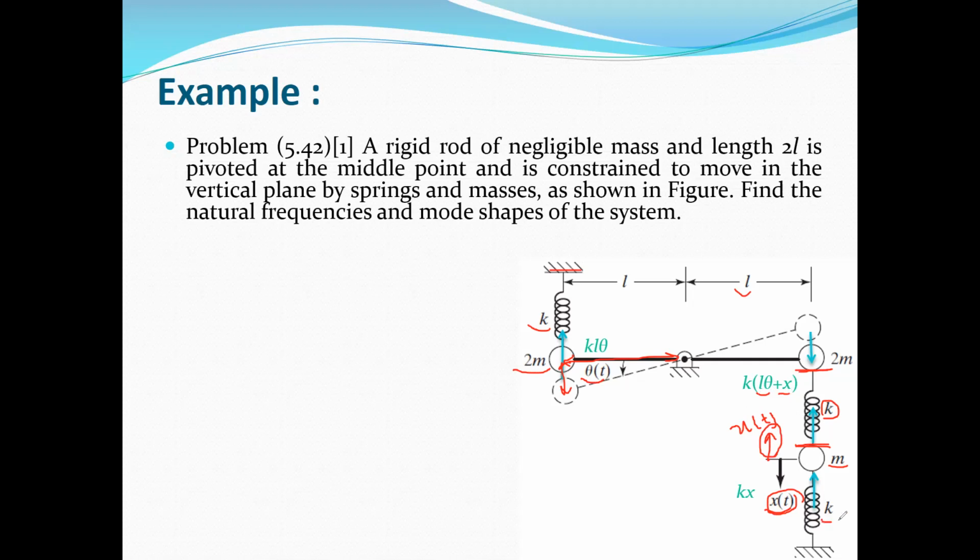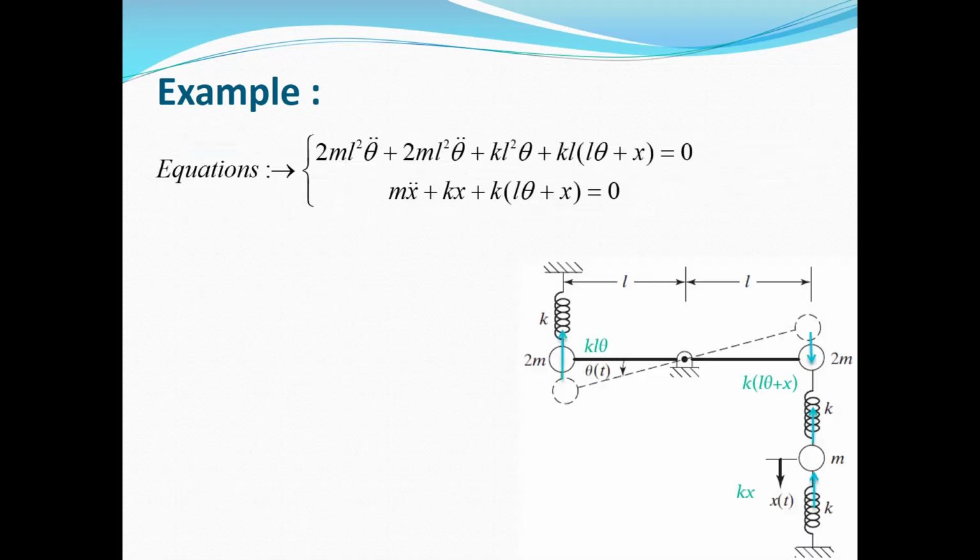And finally, we have one spring here, where the force is equal to the spring stiffness k times the displacement. We have one fixed edge here, and the other edge is fixed to mass m. The displacement of this edge is equal to x(t), so finally the force in this spring is equal to k times x. So this is the free body diagram, and now we can write the moment equation and force equation for mass m and the rigid bar, and we can extract two equations of motion for this system.